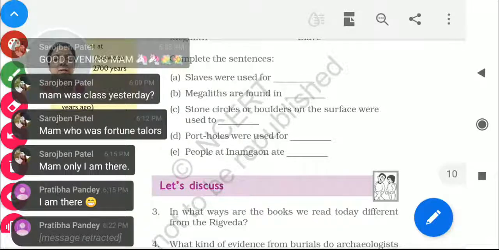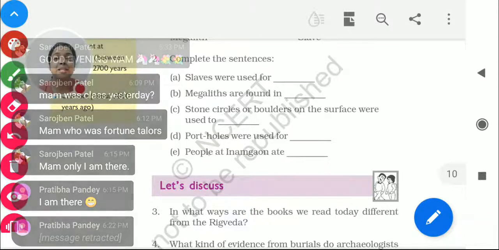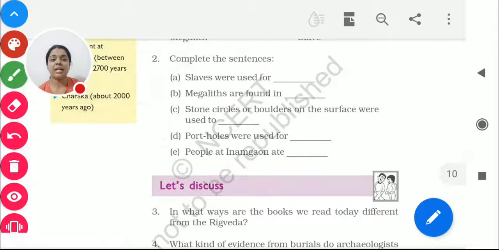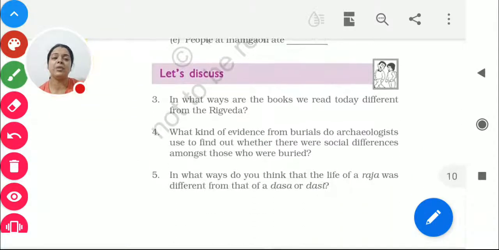Last one. People at Inamgaon ate. What kind of things were they eating? You have to mention the fruits as well as the grains. Last time we discussed Inamgaon, and we discussed what kind of grains and what kind of fruits were available at that time. So the things they were eating, you have to mention each and everything here. Now coming to the next question.